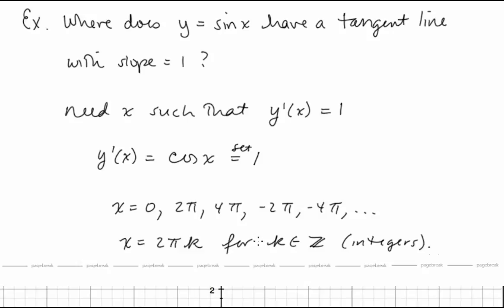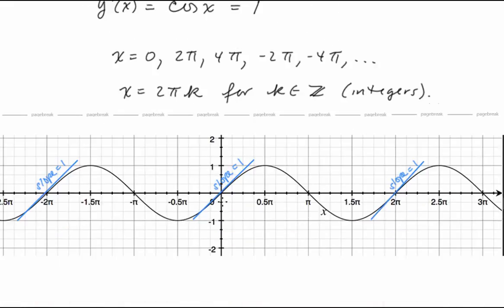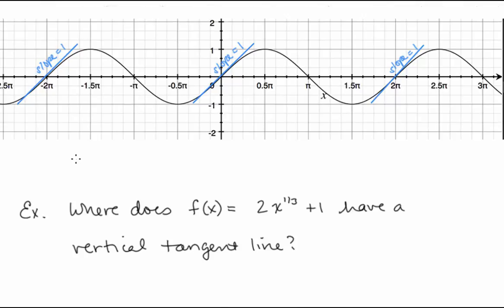And so let's take a look at the graph. Remember, this is the original function y equals sine x, and we want to know where the tangent line has slope equal to 1. So here's our graph of y equals sine x, and these are the points at which the slope is equal to 1. 0, 2 pi, negative 2 pi, etc.